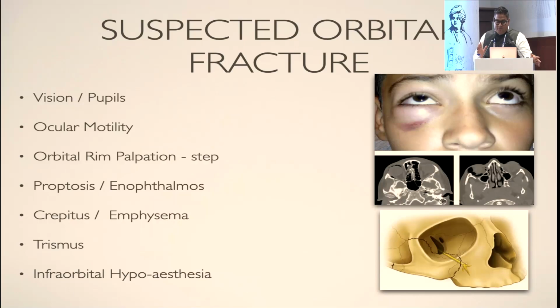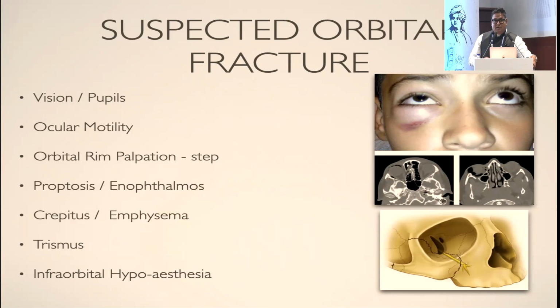So now you have a patient with a suspected fracture. What do you look for? Obviously, vision and pupils come in first. Ocular motility. It's important to know the motility because if there's an entrapment of a muscle, the action opposite of that muscle would be limited. For example, if the inferior rectus is entrapped, elevation is going to be restricted because the inferior rectus is going to be tethered at the fracture site.